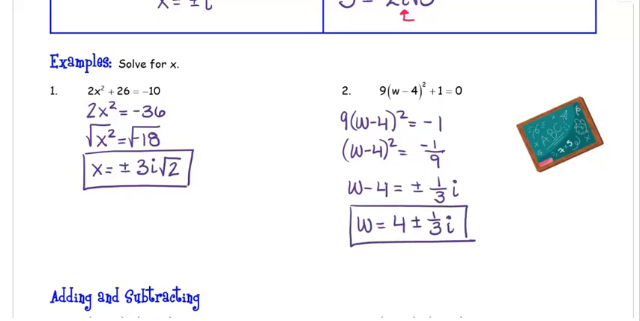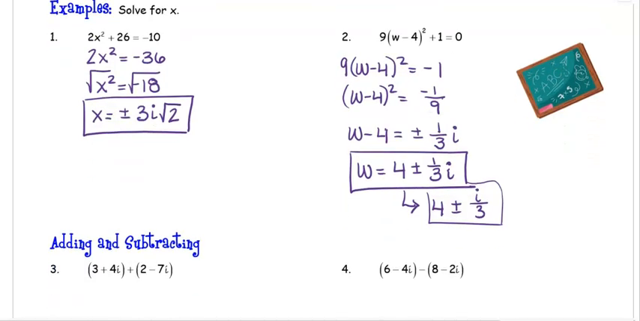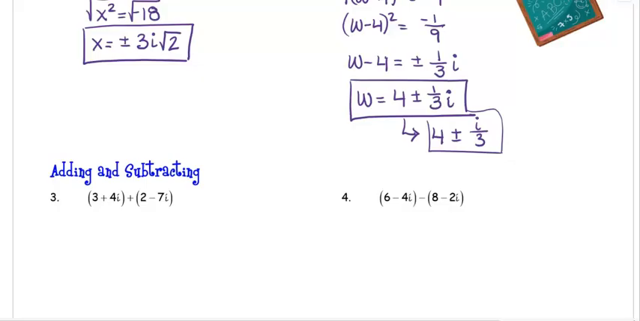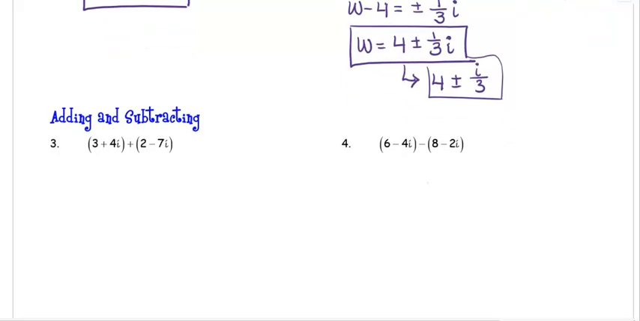Now another way that you may see this is 4 plus or minus i over 3. It means the exact same thing, just so we know, okay? Whether it is a 1/3 i or an i over root 3. All right, now with our complex number system, we have real parts and we have imaginary parts, and we're going to work with some operations on them.